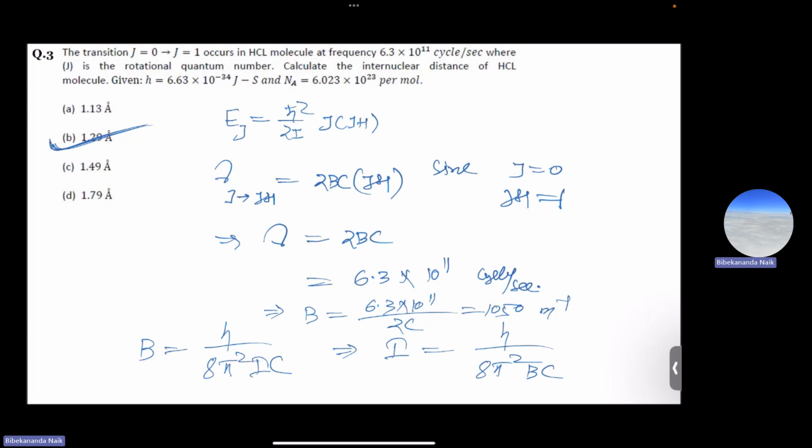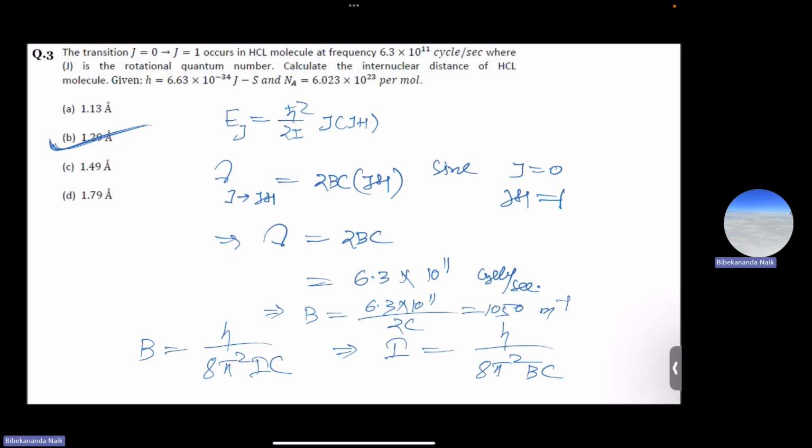So since we know about the rotational energy, the rotational frequency can be calculated, and in terms of frequency unit, we know the frequency of transition is given by 2BC into J plus 1. So since here J equals 0, sorry, there is no J, only J plus 1, because if J is equal to 0, then frequency will be 0. So the transition between the two levels is directly proportional to the value of the higher J level. So since J equals 0, J plus 1 is again 1.